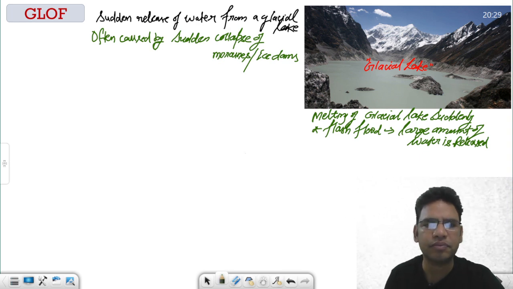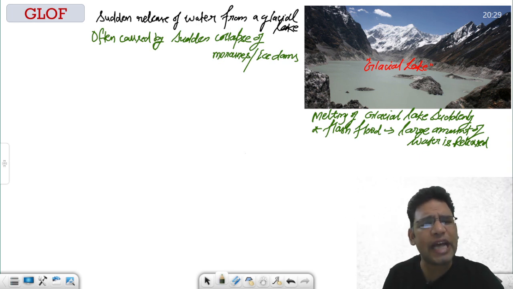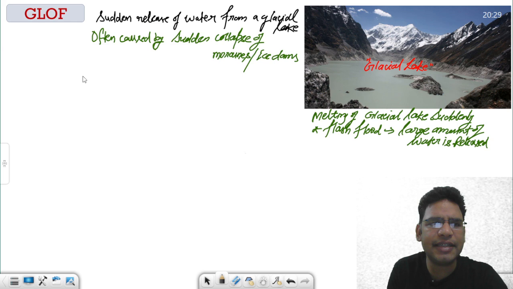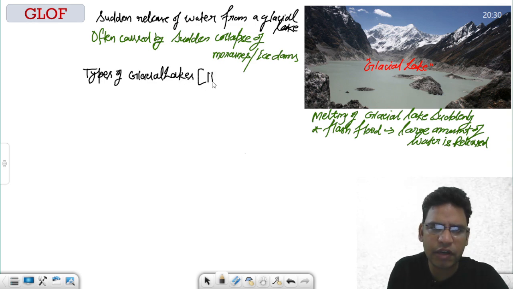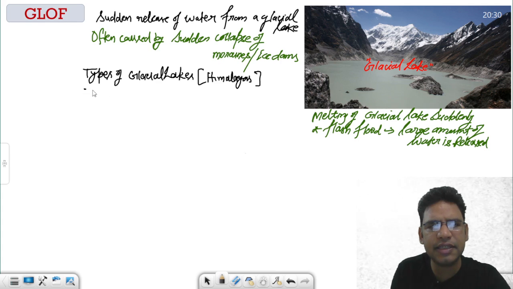Let me tell you the types of glacial lakes in the Himalaya region. You should know at least two types. Types of glacial lakes, particularly in the Himalayas or IHR, the Indian Himalayan Region.